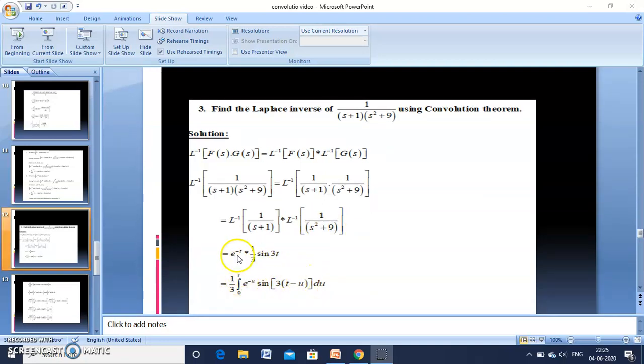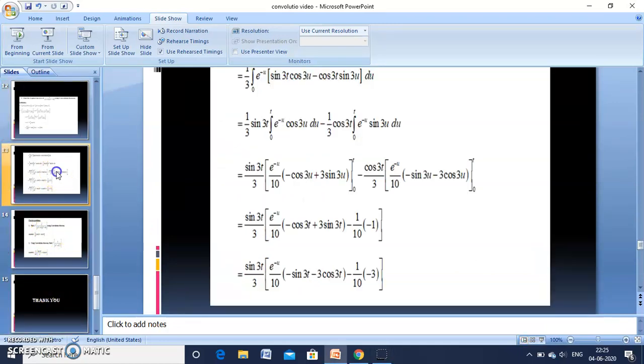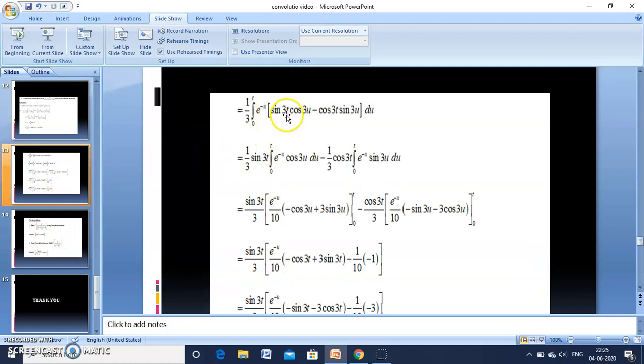Apply the convolution formula. f of t is e power minus t, we write it as f of u, and g of t is sin 3t, we write it as sin of 3 into t minus u, du. Now, on expanding, 1 by 3 integral 0 to t, e power minus u is outside. We have applied the formula sin a cos b minus cos a sin b. Then you split into two integrals, and now it is of the form I explained earlier: the integral of e power minus ax cos bx dx formula and e power ax sin bx dx formula. On applying these two, we will get these two results.